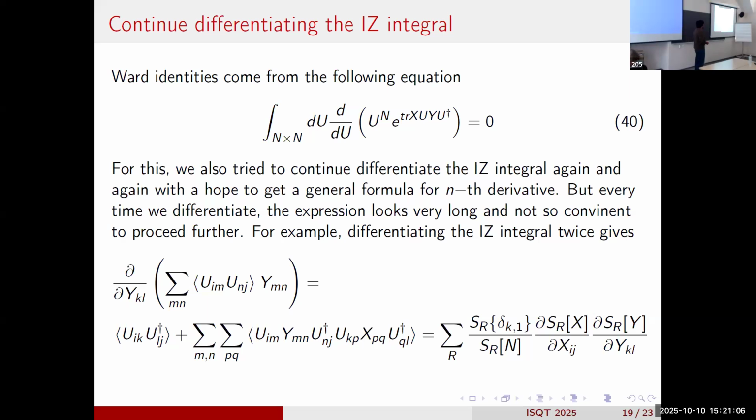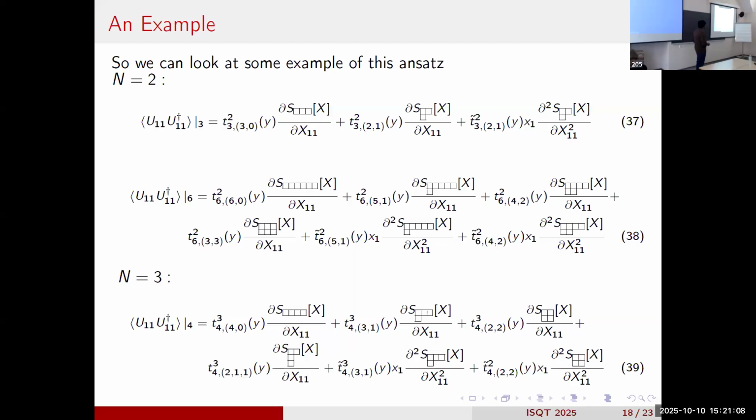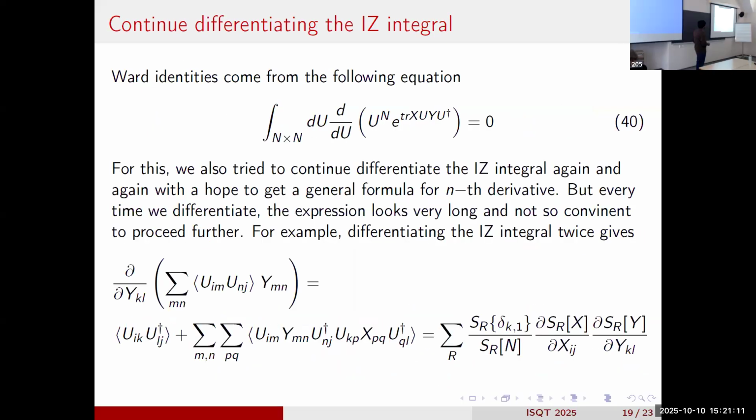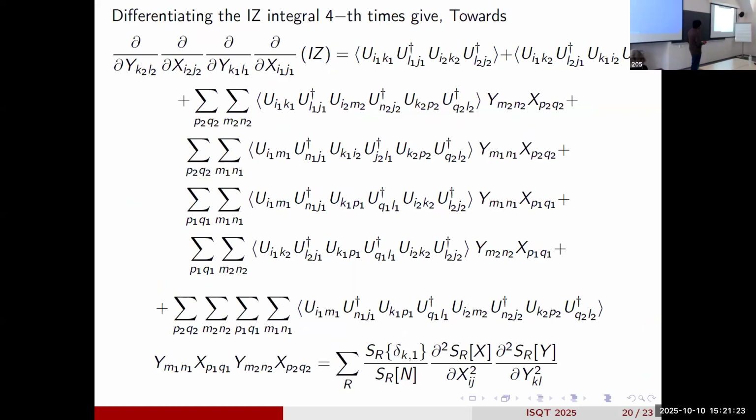So to do this, you can just try to continue differentiating this integral formula. So this was the first differentiation, and the second differentiation gives you something like this. And if you differentiate the integral formula 4 times, it gives you this big formula.